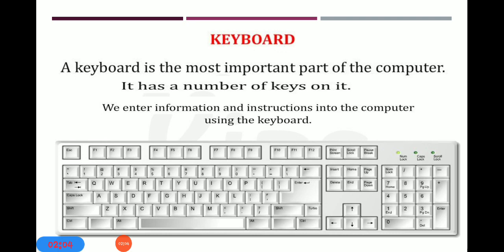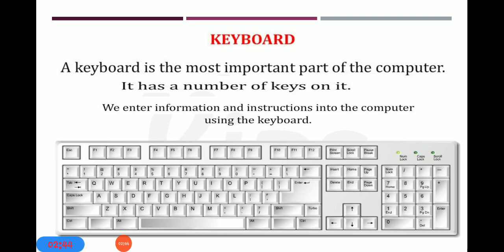The first main part is the keyboard. A keyboard is the most important part of the computer. It has a number of keys on it. Do you know this keyboard? Have you seen this keyboard anywhere? Yes? So this is a keyboard, and it is the most important part of a computer. It has a number of keys on it, 104 keys on this keyboard. Different types of keys, alphabet keys, number keys, and other types of keys are there.